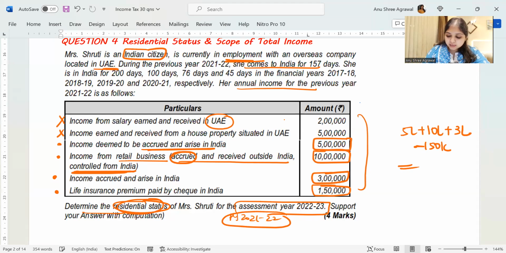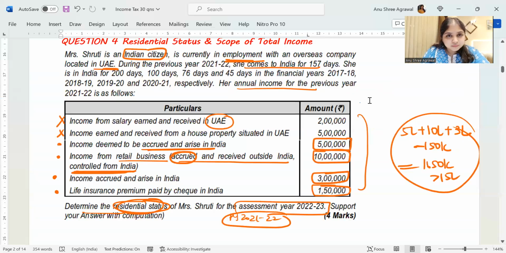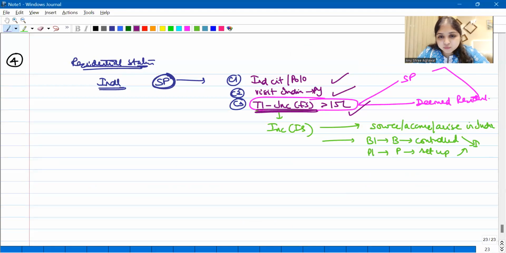What's the net income? Tell me. Why did I subtract life insurance premium? ATC, guys. 18 lakhs minus 1,50,000 is going to be 16,50,000, which is more than 15 lakhs. So total income minus income from foreign sources, is it more than 15 lakhs? Yes, it is. I am supposed to check total income minus income from foreign sources, which means income from Indian source.